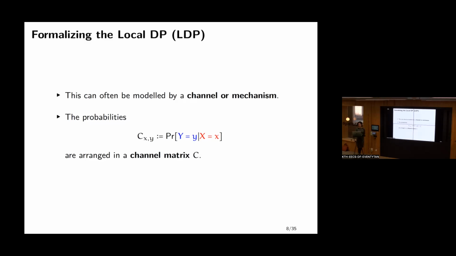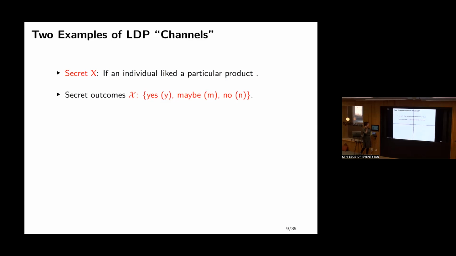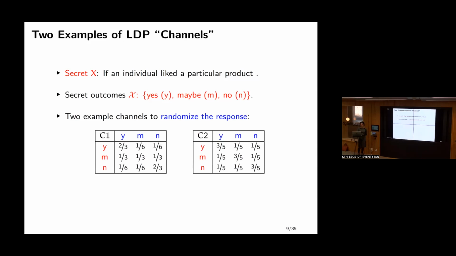So all good as far as the mathematical framework is concerned. This should be familiar for people at least with a communication background. So let's see two examples of these channels. Let's say that the secret is whether you liked or didn't like a particular product, and the possible answers are yes, you liked it, maybe, or no. So you could perturb these. Let's see two possible examples of these channels.